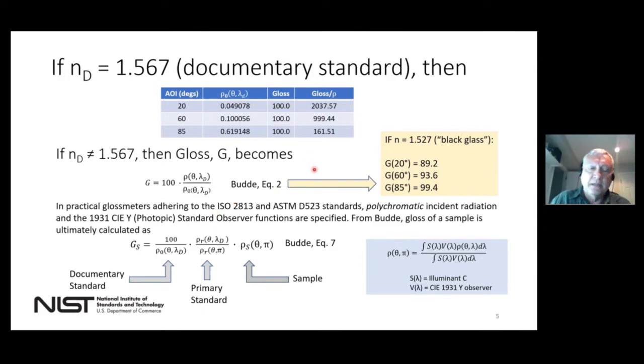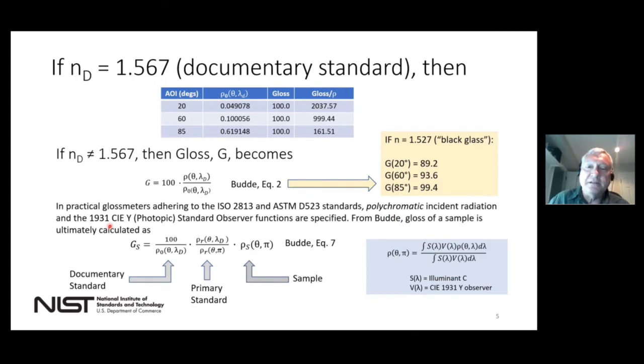As an example, suppose the refractive index was actually 1.527, a number that is usually associated with black glass. In this case, the gloss at the 3 angles of incidence would be 89.2, 93.6, and 99.4. So if you were using this black glass as your standard and you were measuring at 60 degrees, you would adjust your meter to read 93.6.